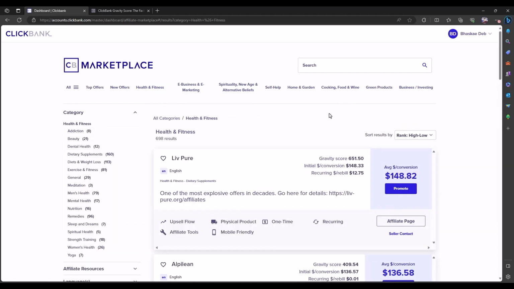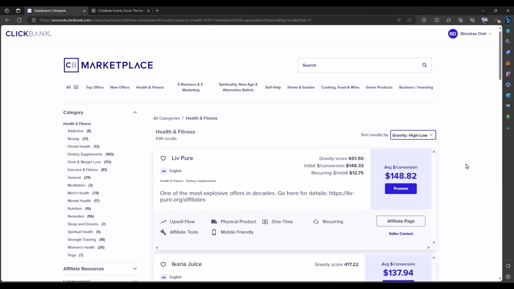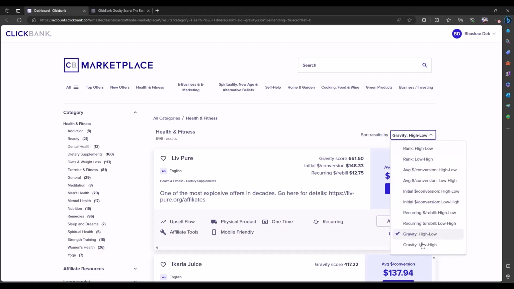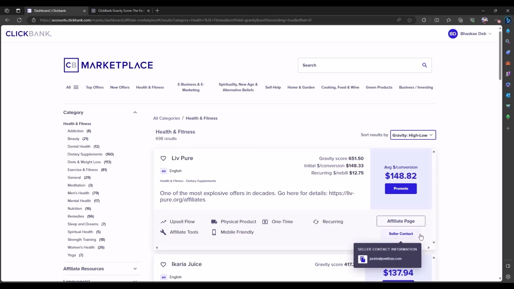Now over here you will find a filter system, as you can see. So click on the filter system and down below you will find the option of gravity. So the meaning of high to low and low to high is, when you choose high to low, you will be shown the products that are currently being sold the most. And if you go low, it will be the exact opposite, and it will be the lowest amount of products that are currently selling. So this is the basic meaning of gravity, which is a score based on the number of unique affiliate generation scale.